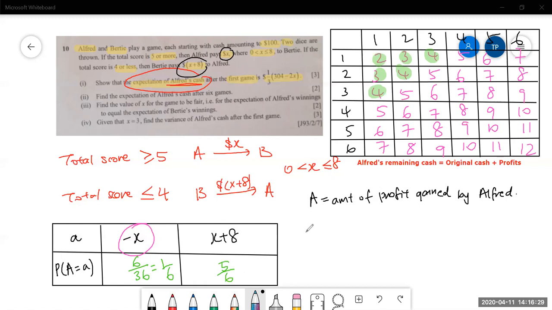Okay. So from here, we want to find the expectation of the amount of profit gained by Alfred. So the expectation of A will be the summation of A times the probability of A equals to A. And it will be minus X times 1 over 6 plus X times 5 over 6 plus 8, sorry. Oh God. You gotta be very patient here. I know this is very tedious.